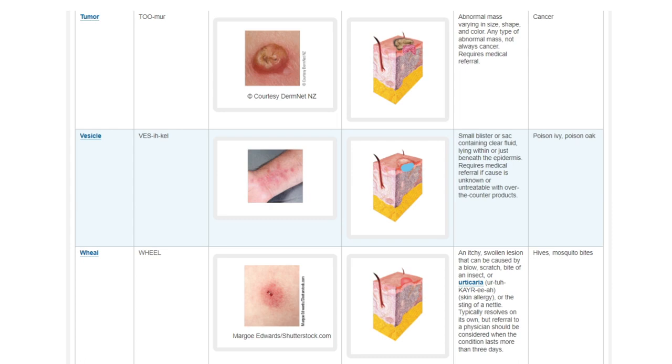Primary lesion, wheal. Description: an itchy, swollen lesion that can be caused by a blow, scratch, bite of an insect, urticaria, skin allergy, or the sting of a nettle. Typically resolves on its own, but referral to a physician should be considered when the condition lasts more than 3 days. Example: hives, mosquito bites.